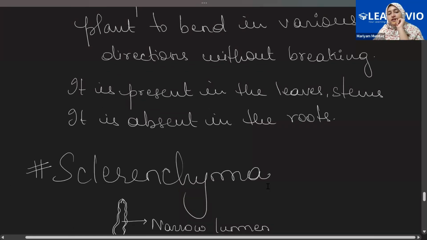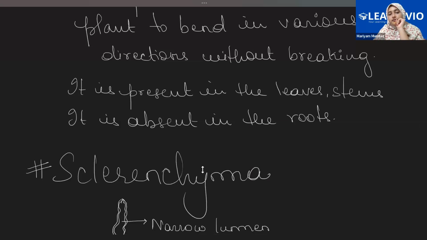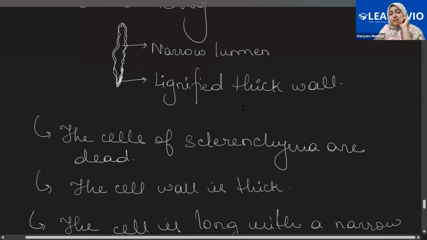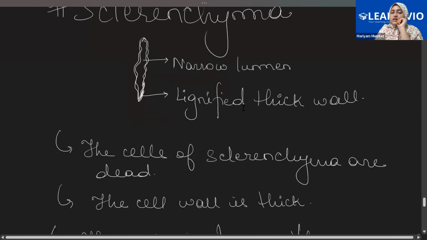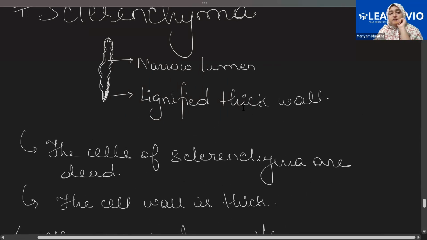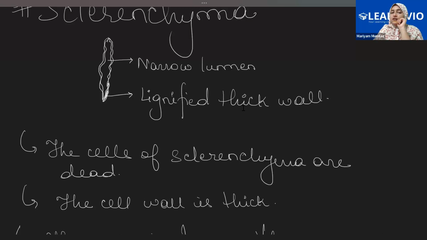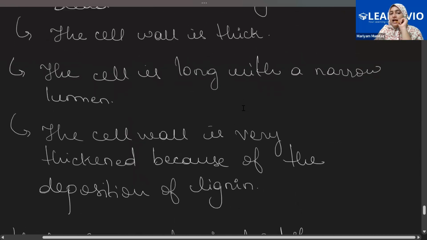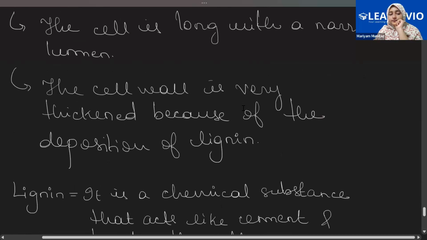Now, who can explain sclerenchyma to me? Anyone who can explain sclerenchyma? Ma'am, dead cells that are devoid of protoplasm. Very good. All the cells in the sclerenchyma are dead. And why are they dead? Because they do not have the protoplasm present. The cell here is very thick because the cell wall is lignified. Lignified means it has the presence of lignin. And the cells of the sclerenchyma have a very narrow lumen.